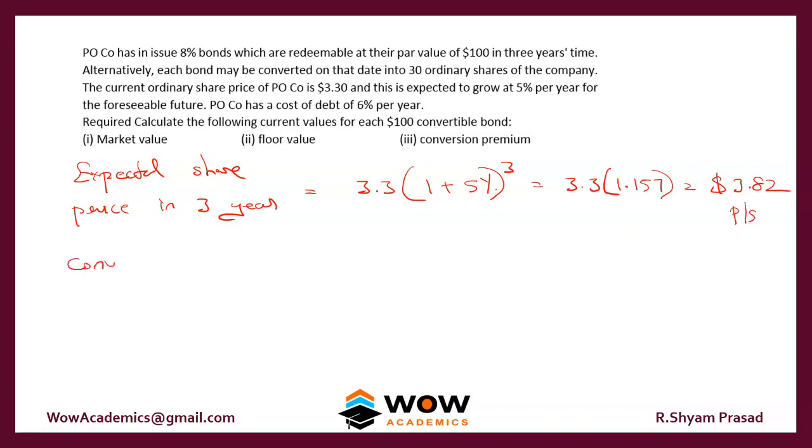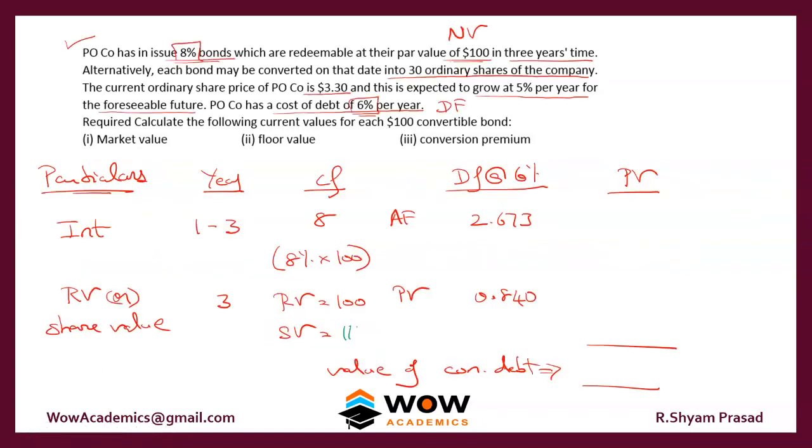So what is the conversion value? Each share is worth 3.82, but how many shares will we get when converted? Each bond will give us 30 shares. So 30 shares put together, we will get 114.6. So this is the conversion value. Whichever is higher, we have to take. Out of these, whichever is higher is 114.6. So we'll take that as a basis and we'll get the answer.